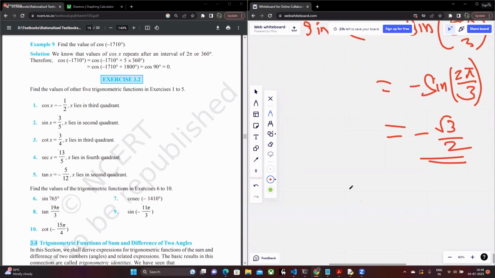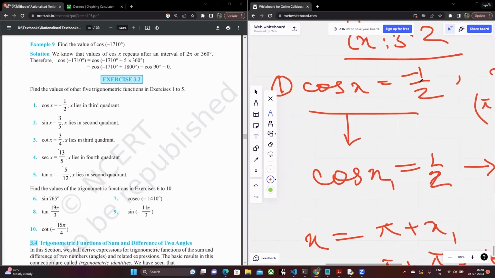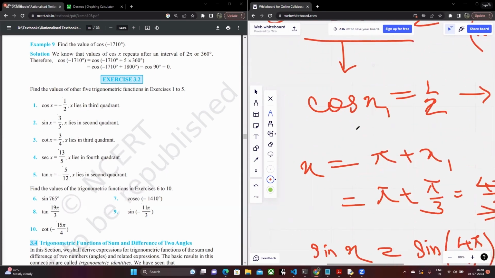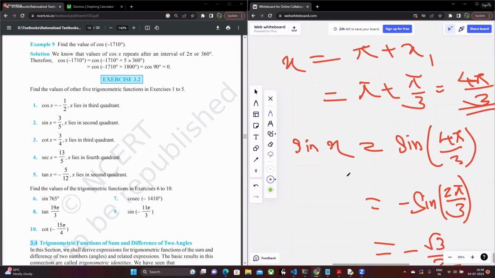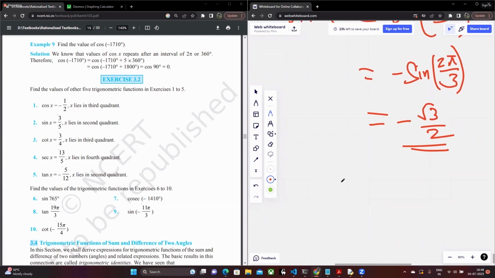You can also get this from the fact that sin squared x plus cos squared x is 1. From that, you get sin squared x is 3 by 4, and so sin x has to be plus minus root 3 by 2. Since x lies in the third quadrant, sin has to be negative, and so you get sin x is minus root 3 by 2. Whatever you want to do, you can do it.